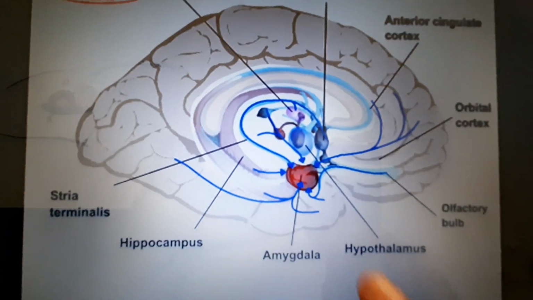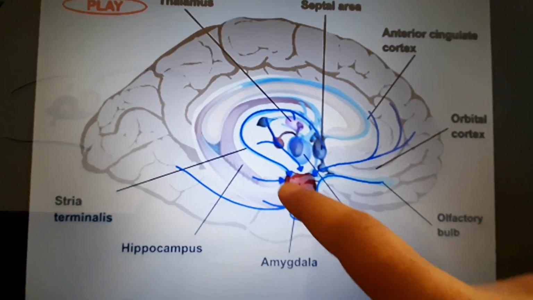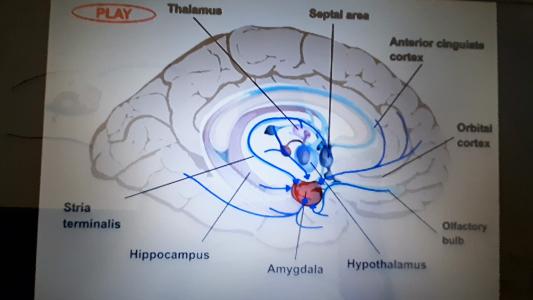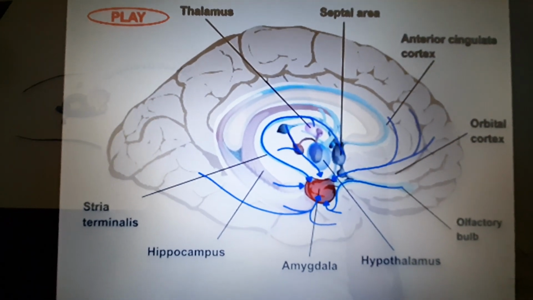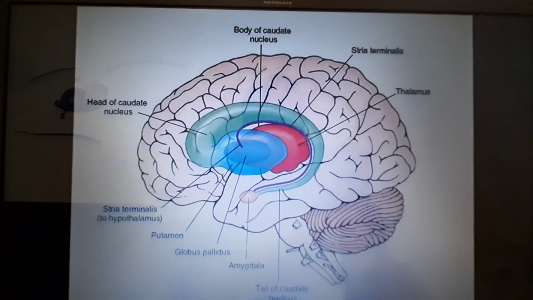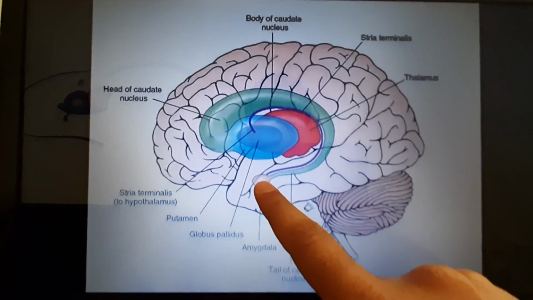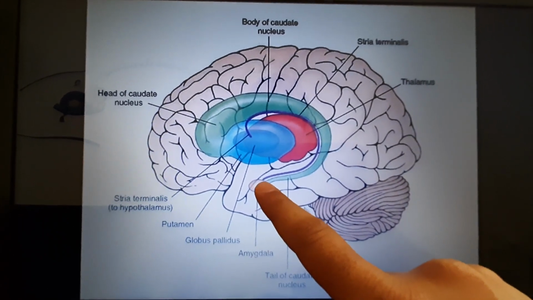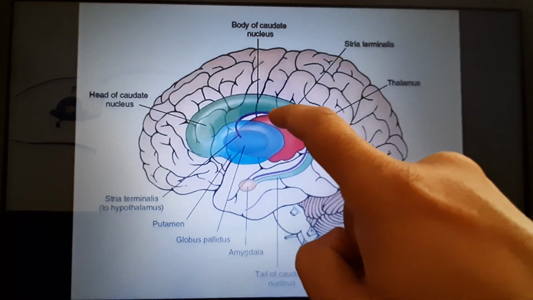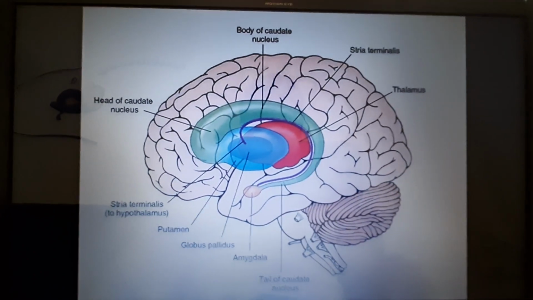One more diagram where the amygdala can be seen clearly as a red colored almond shaped collection of nuclei. There are again subdivisions of the amygdala, but we will not go into that right now. Again over here you can see the amygdala, and the purple colored ring is the stria terminalis reaching towards the area of the hypothalamus.